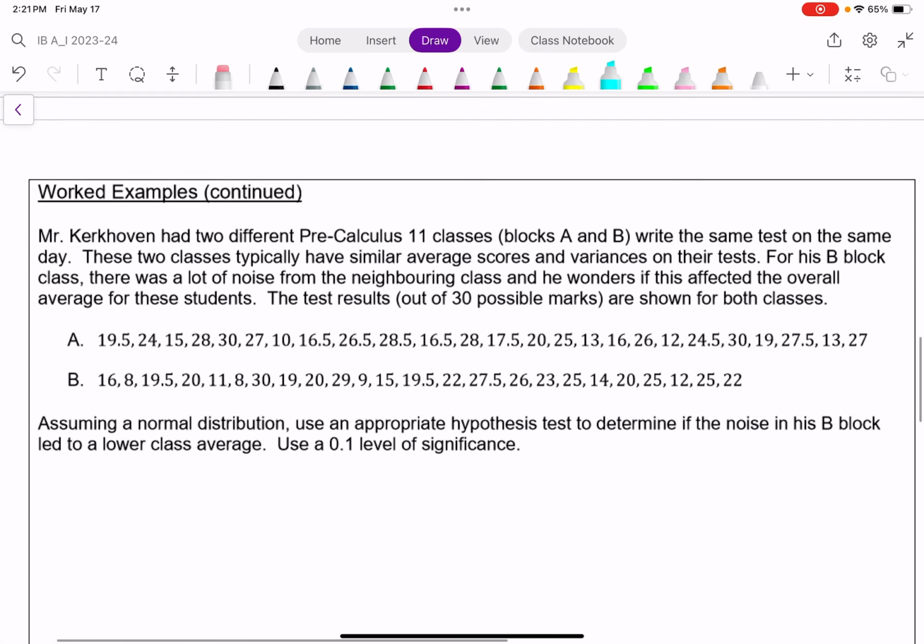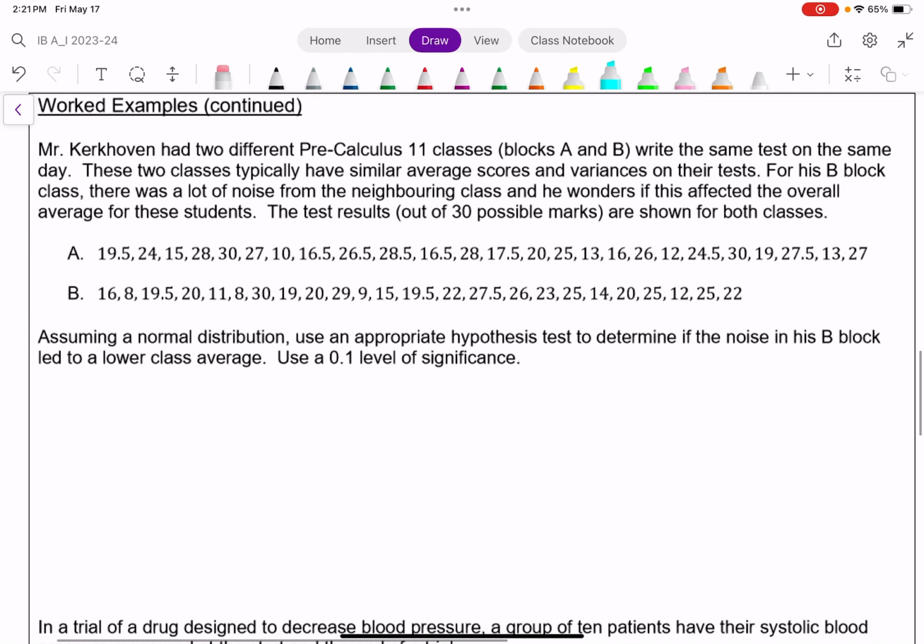So here's an example that's real. I had 2 different pre-calculus 11 classes, block A and block B, in a row. They wrote the exact same test on the same day. These 2 classes typically have similar average scores and variances on their tests. For my B block class, though, there was a lot of noise from the neighboring class, and the students seemed to be distracted by the noise from next door. And I was curious if this affected their results. I did notice the class average for block B was lower, but that alone doesn't mean it was because of the noise from next door.